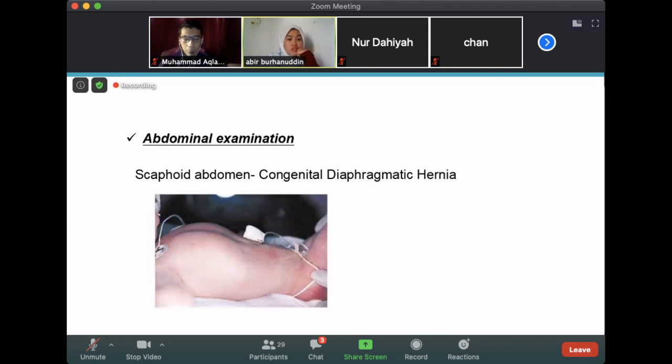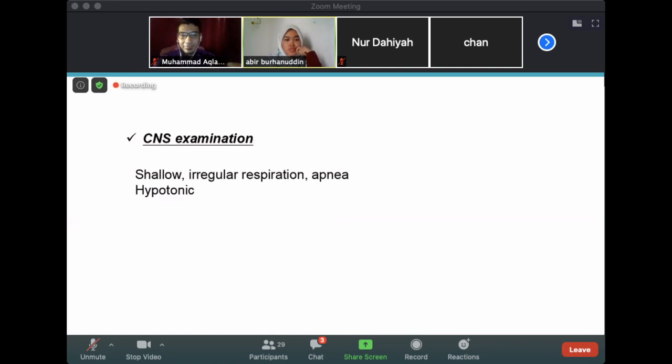Okay. Then abdominal examination, we can just observe to see is there any scaphoid abdomen to suggest congenital diaphragmatic hernia. Congenital diaphragmatic hernia can reduce the development of the lung in utero, and the underdevelopment of the lung can cause respiratory distress and can cause cyanosis. Then for CNS examination, look for apnea, irregular respiration, periodic breathing.